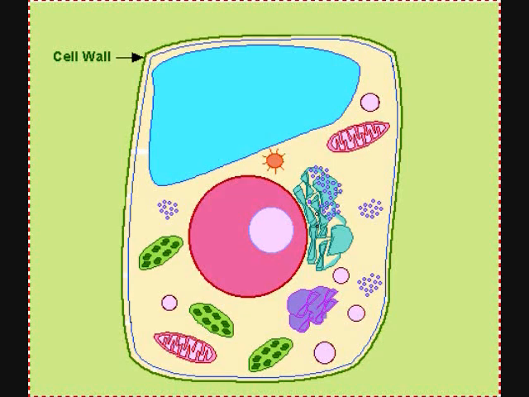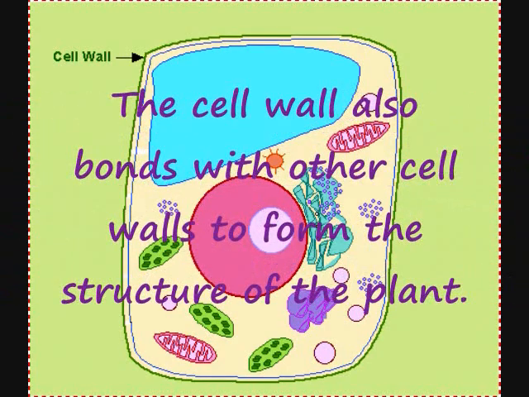Cell wall, a thick, rigid membrane that surrounds a plant cell. This layer of cellulose fiber gives the cell most of its support and structure. The cell wall also bonds with other cell walls to form the structure of the plant cell.